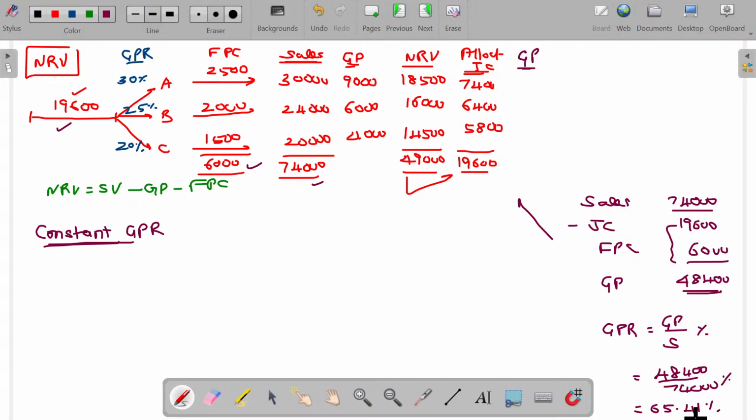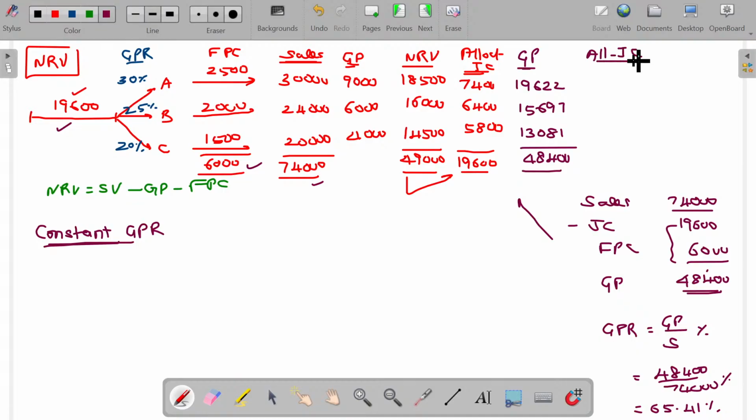For 30,000 at 65.41%, 19,622, and 24,000 into 65.41%, 15,697, and 20,000 into 65.41%, 13,081. The total GP being 48,400, isn't it? Only this will come. Now, allocated joint cost.